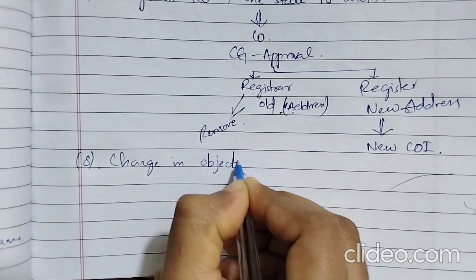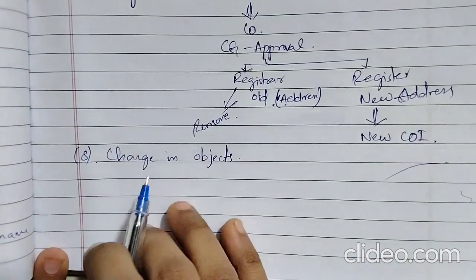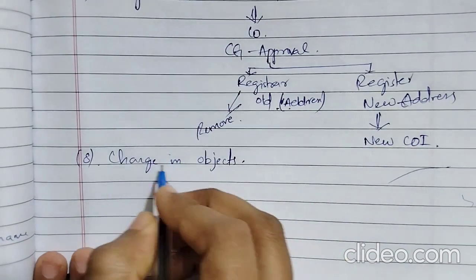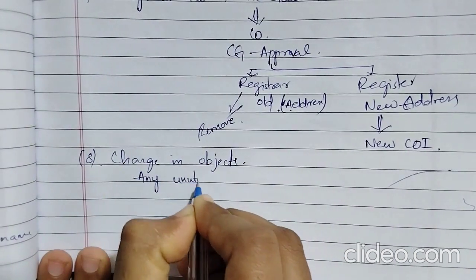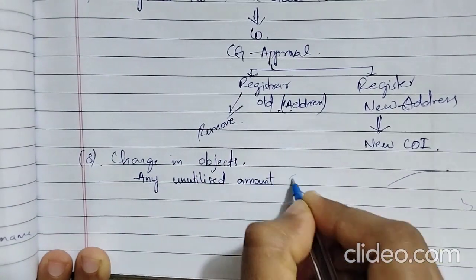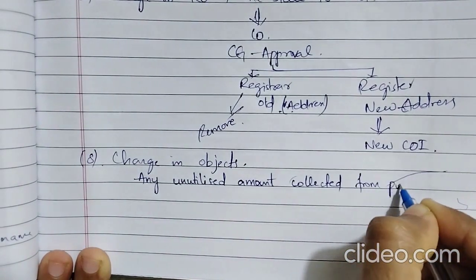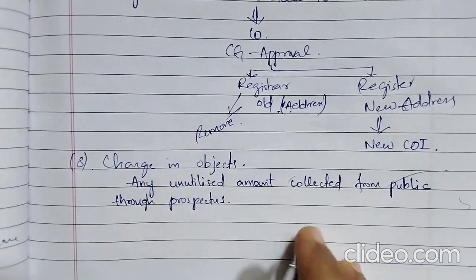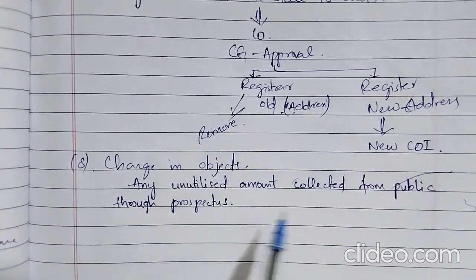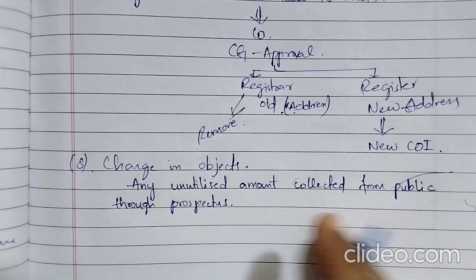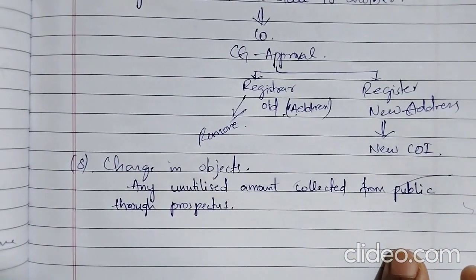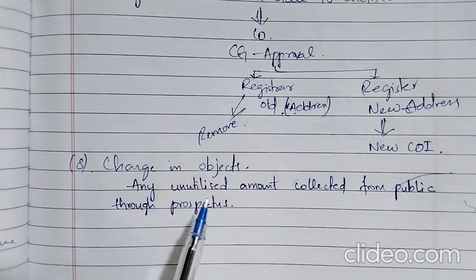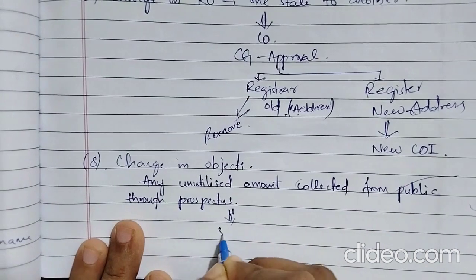Now, change in objects. A change in object is nothing but a change in your nature of business, or you are going to add some other object into your business. Then any unutilized amount collected from the public through a prospectus. What is a prospectus? In the prospectus, you collect the amount from the public, saying that you are going to start some project. So they will invest their money thinking that you are investing into some project. And if you change the object of that project, then for any amount that is left, you have to take a special resolution from them.